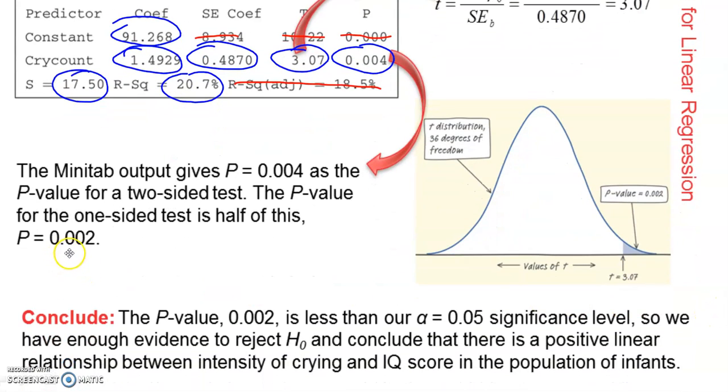And then because our p-value is much smaller than 0.05, we do have enough evidence to reject the null hypothesis, and we are able to conclude that there is a positive linear relationship between intensity of crying and IAQ score in this population.